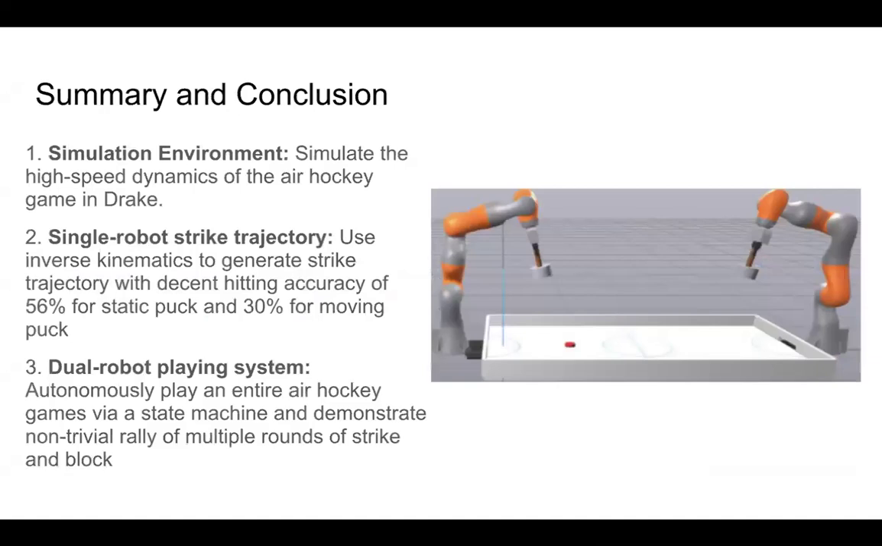To summarize, in our project, we have built a simulation environment to simulate the high-speed dynamics of a hockey game. In the single robot case, we use inverse kinematics to trace a strike trajectory with decent hitting accuracy of 50% for the static case and 30% for the moving case. For the dual robot system, we demonstrate that it can play an entire air hockey game via a state machine, and also demonstrate non-trivial rallies of multiple rounds of strike and block.